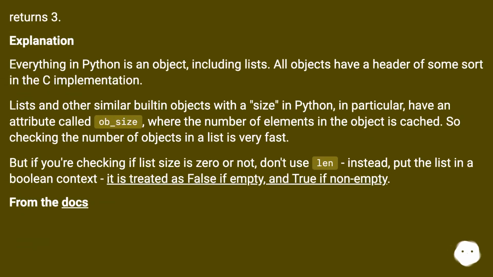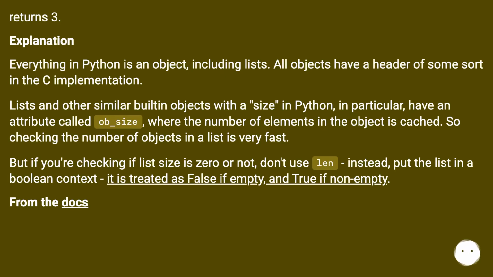All objects have a header of some sort in the C implementation. Lists and other similar built-in objects with a size, in Python in particular, have an attribute called ob_size, where the number of elements in the object is cached. So checking the number of objects in a list is very fast. But if you're checking whether the list size is 0 or not, don't use len. Instead, put the list in a Boolean context. It is treated as false if empty, and true if non-empty.